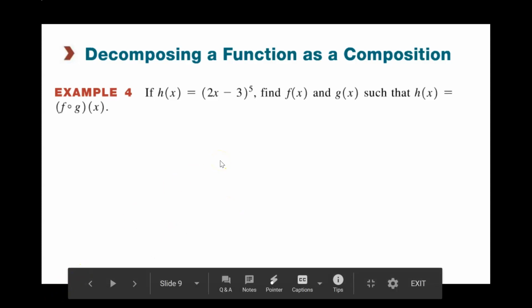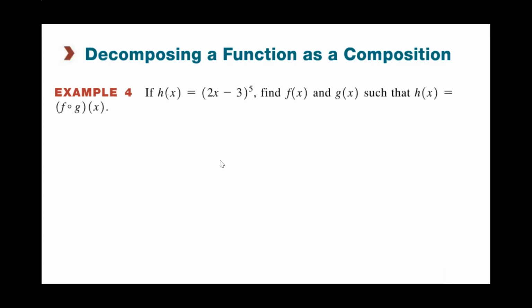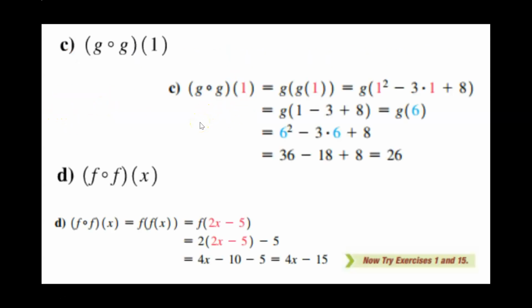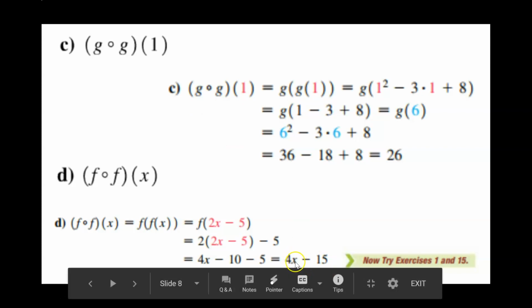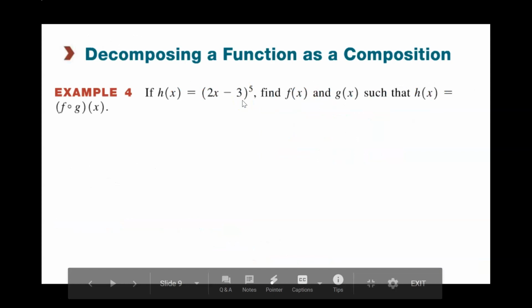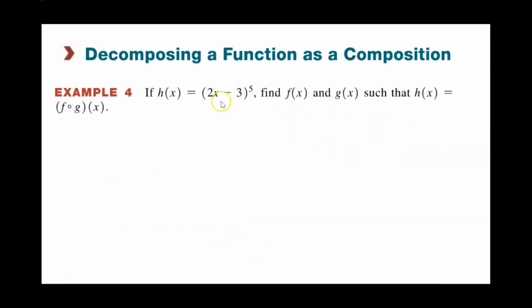The last material concept in here is going to be decomposing a function as a composition. So what's going to happen for this one is we're going to work backwards. This time I'm going to give you the answer of F of G. I'm giving you the answer to be 4x minus 15 and so forth. We're going to give you the answer before we actually work it out, and we're going to separate it now.